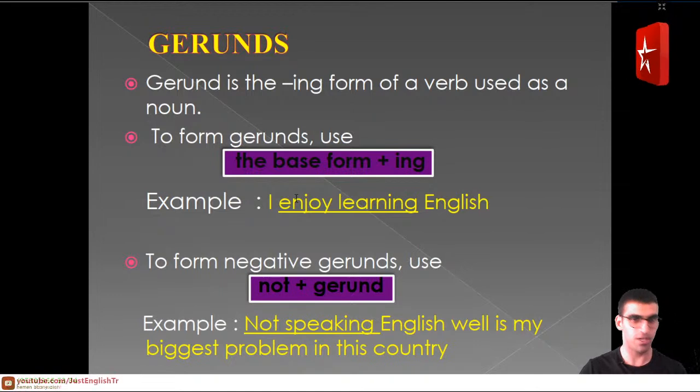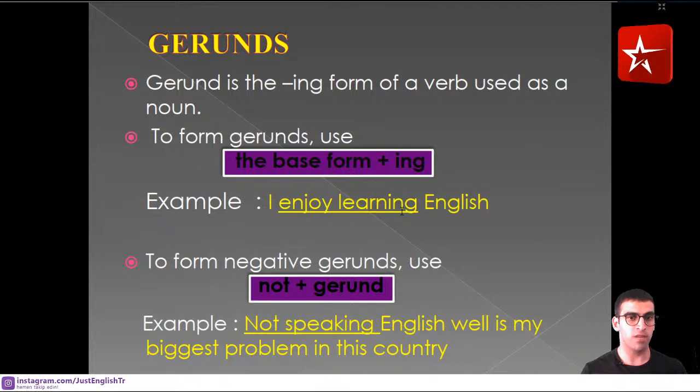This is a gerund. For instance, I enjoy learning English. Once again, I enjoy learning English. So, learning is a gerund here. This is a positive form of gerund. When it comes to the negative form, we add not before the gerund. Like not plus gerund.